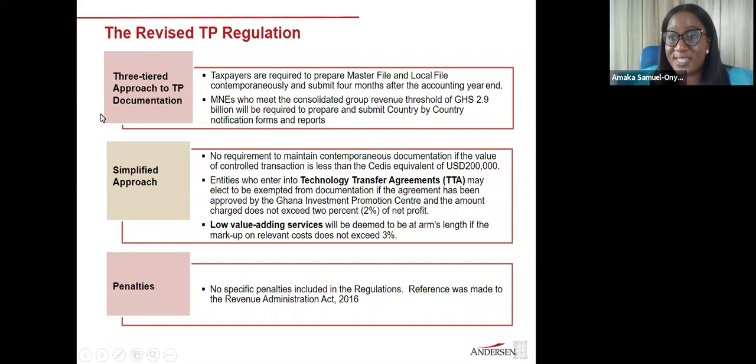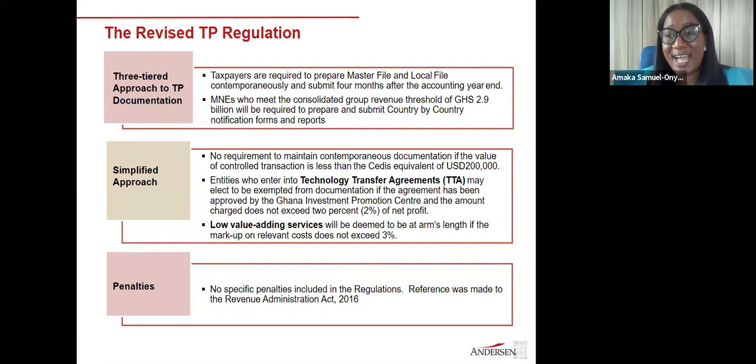Also, the transfer pricing regulation in Ghana aligned with its counterparts in other parts of Africa by adopting the three-tiered approach to TP documentation. So taxpayers will now be required to prepare a master file and a local file, and multinational enterprises who meet the consolidated group revenue threshold of 2.9 billion will also be required to prepare country-by-country reports. The interesting thing about the regulation is that the master file and the local file are now required to be filed 4 months after the accounting year end.